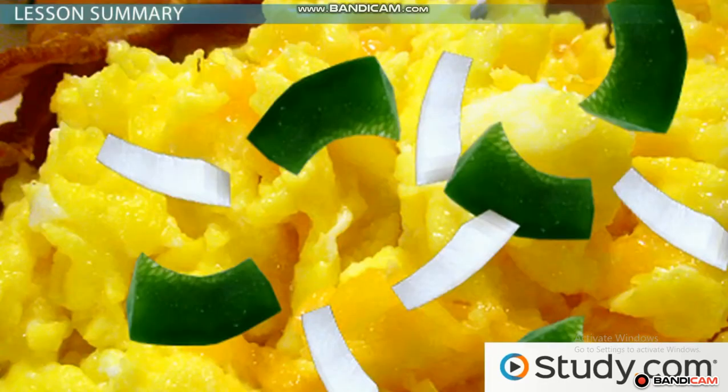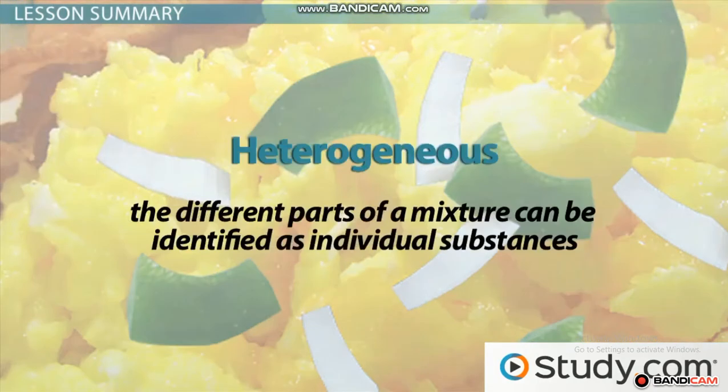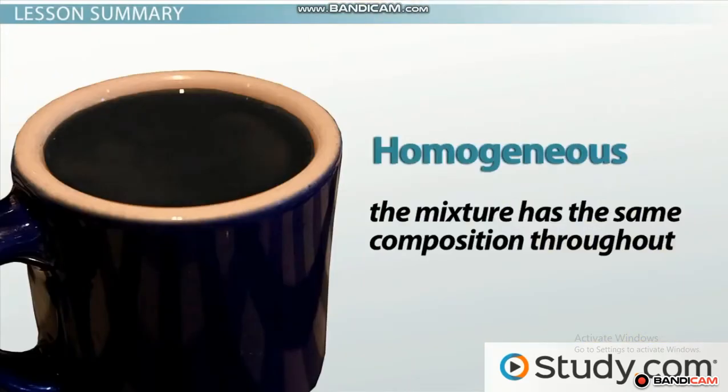Before this lesson, you may have thought that mixtures were just simple combinations of materials. By now, you should see how many different kinds of mixtures there are and what makes each type unique. When the different parts of a mixture can be identified as individual substances, the mixture is heterogeneous because hetero means different. If, however, the mixture has the same composition throughout, then it's homogeneous because homo means same.